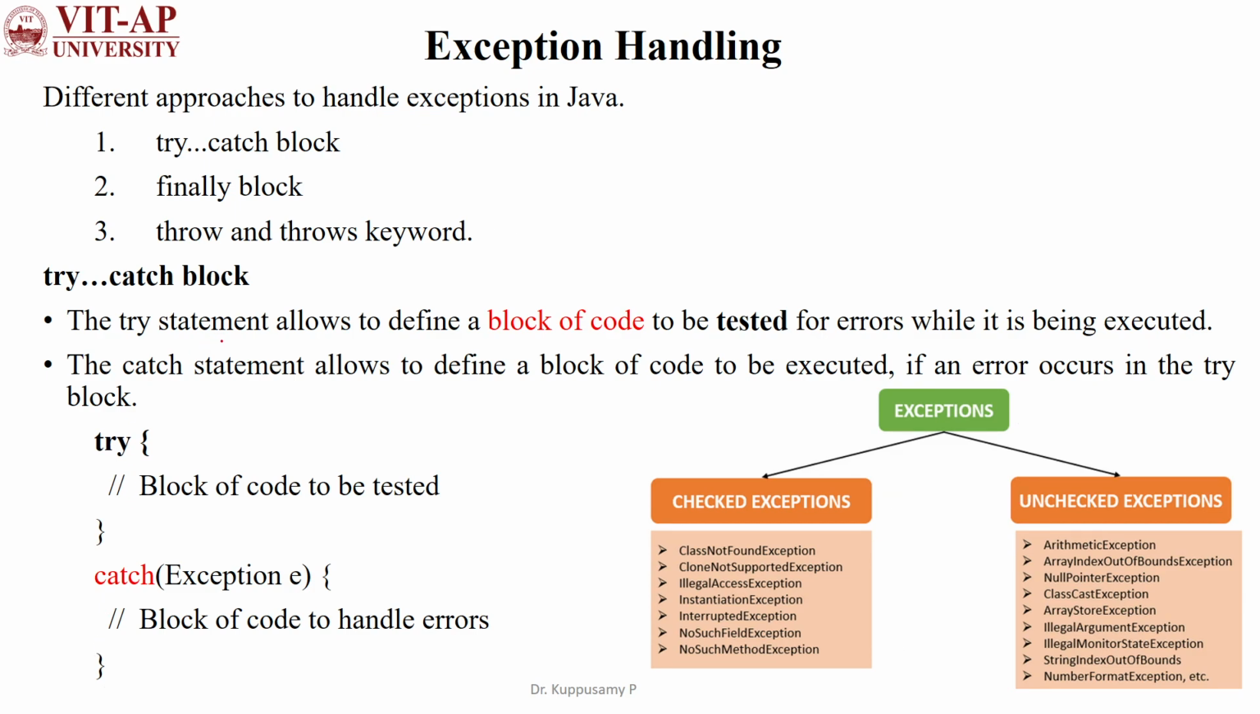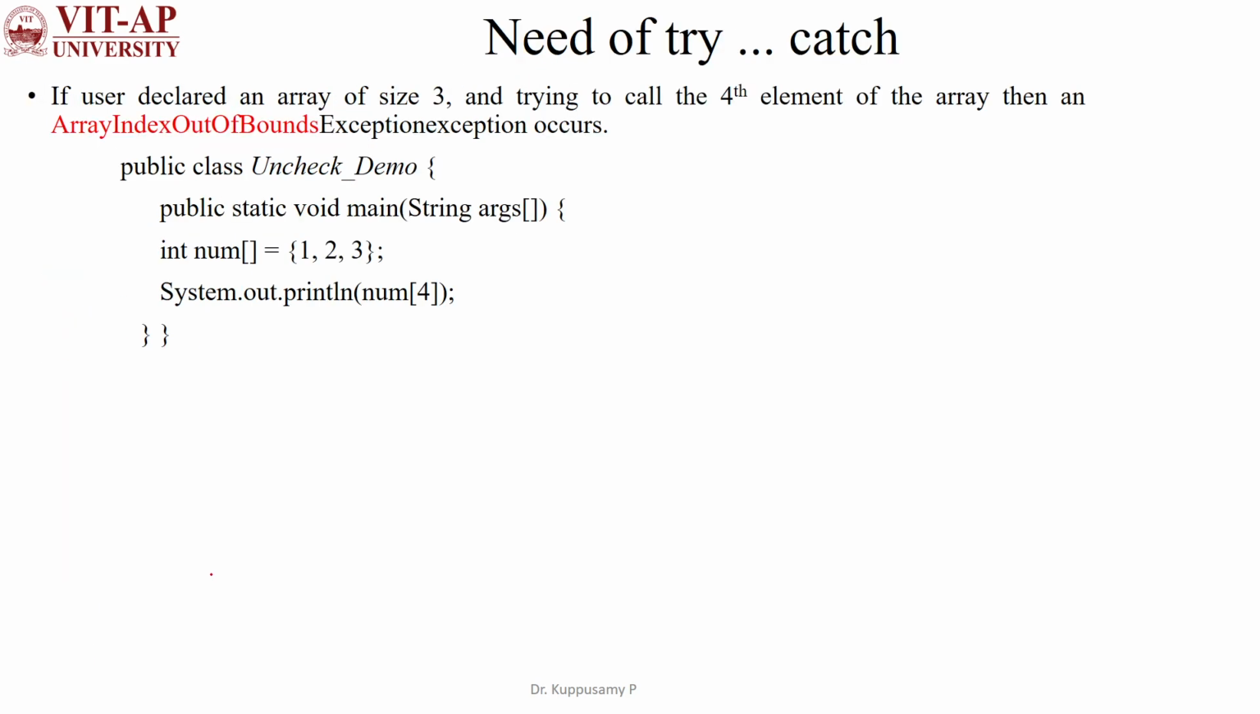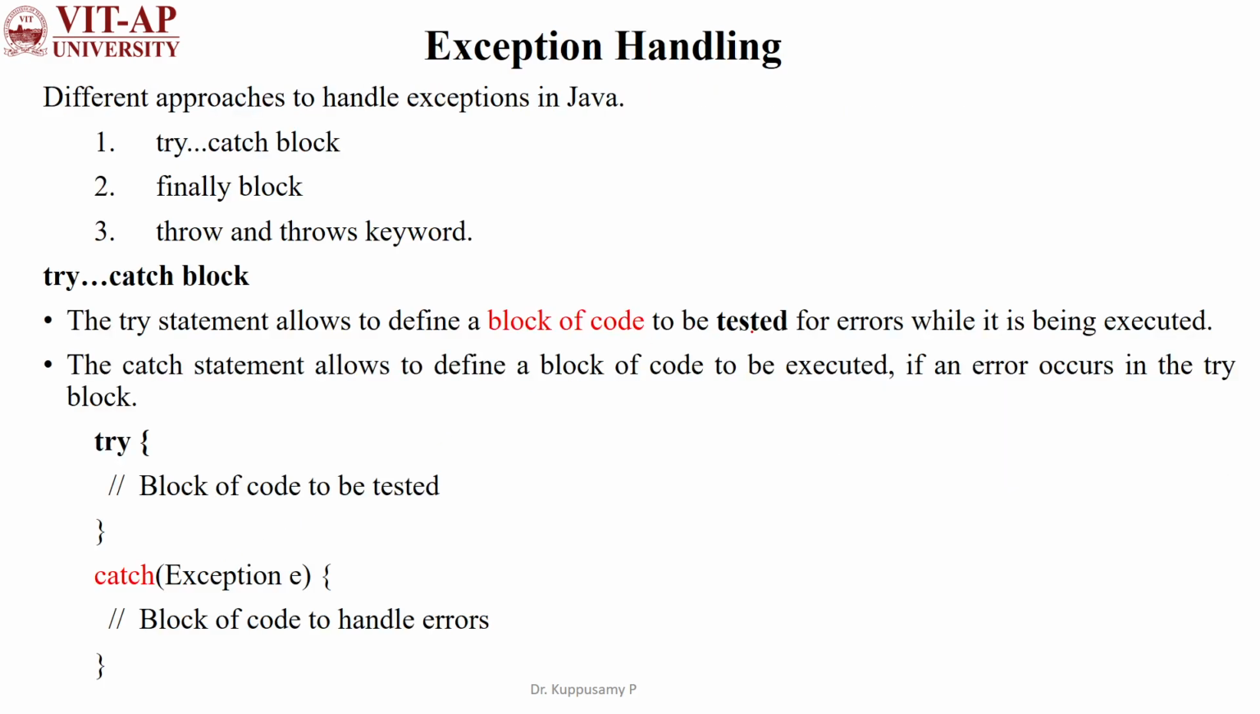The try statement is allowing to define the block of code to be tested for errors when it is executing. So the block is started with try keyword, then open curly braces for the starting of the statements which is writing inside the try block, then we are ending that try block by using closing curly braces. Then the partner of this try block is catch block, right?